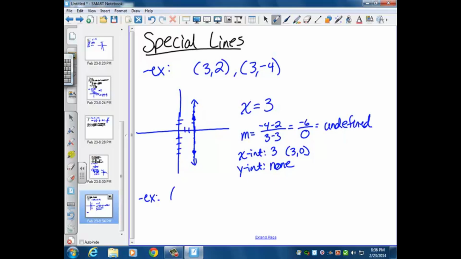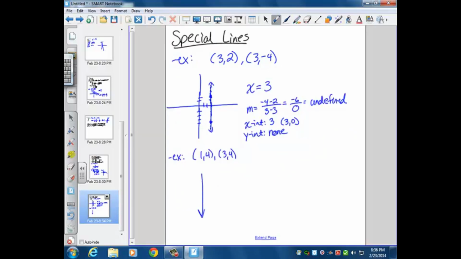How about (1, 4) and (3, 4)? Okay, so you probably guess what this is going to look like. The other special line we have. (1, 4) and (3, 4). This is going to form a horizontal line. So it doesn't matter what the x value is. y is always 4 in this case.